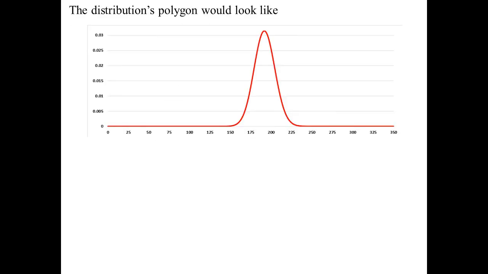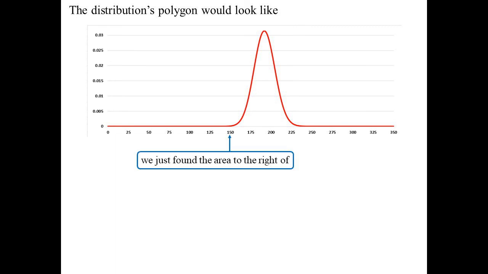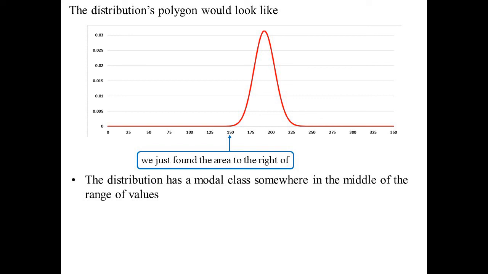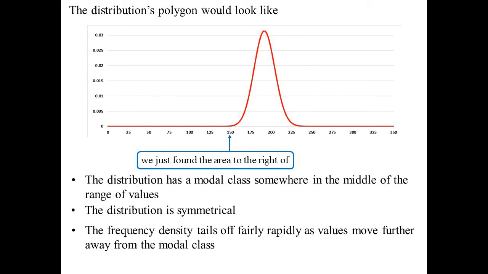The polygon ends up looking like that. So if we were to draw it in, remember the probability is the area under the curve. So what we just found was the area to the right of 150. But look at this distribution that I've just drawn. The mode is somewhere in the middle. It's symmetric. And when we look at the frequency graph, it tails off very quickly, and at the front too. So it has that classic bell shape that we saw with the normal distribution.